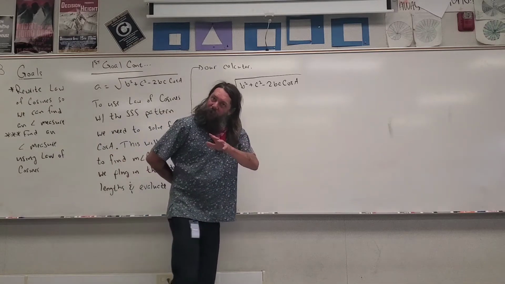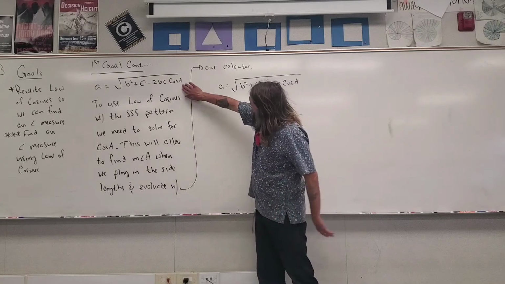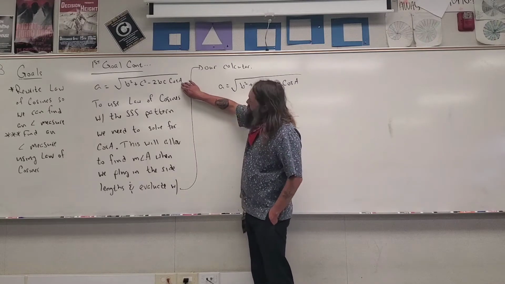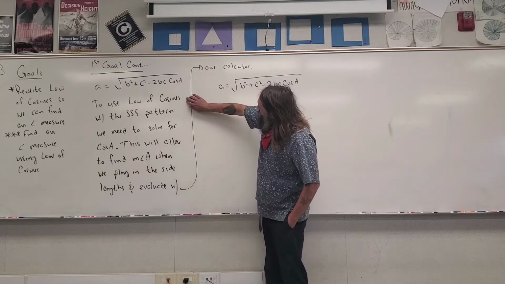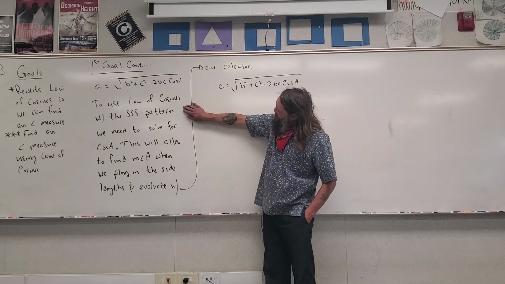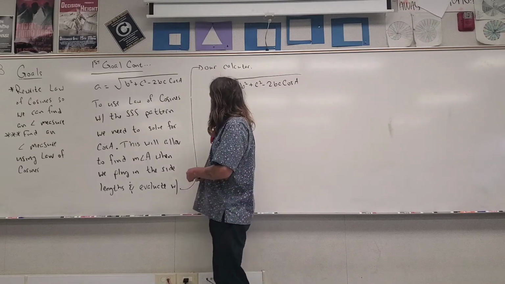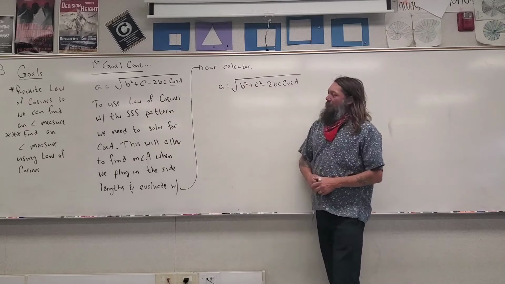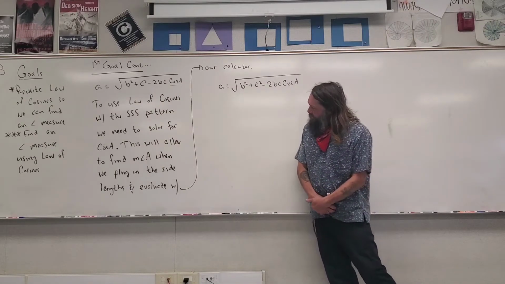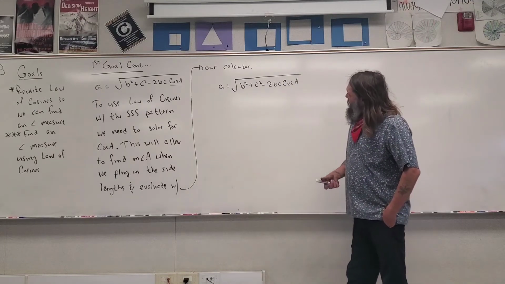I'm back, so let's continue with our first goal here. And remember, we need to change the way this formula is written so that we can use it to find the measure of an angle. So to use the law of cosines with the side-side-side pattern, we need to solve for cosine of A. This is what we need to isolate. This will allow us to find the measure of angle A when we plug in the side lengths and evaluate with our calculator.